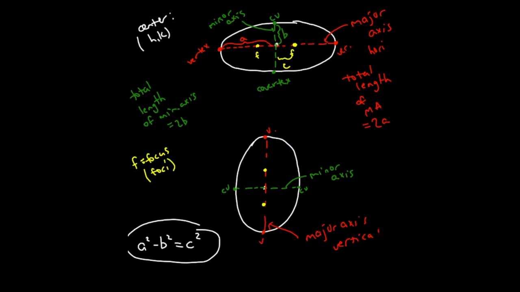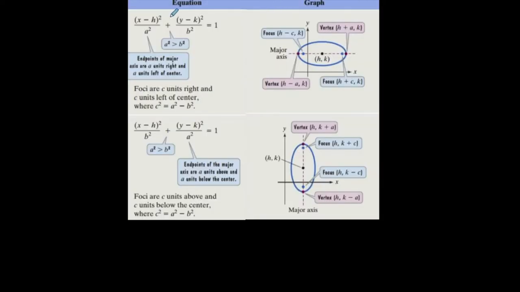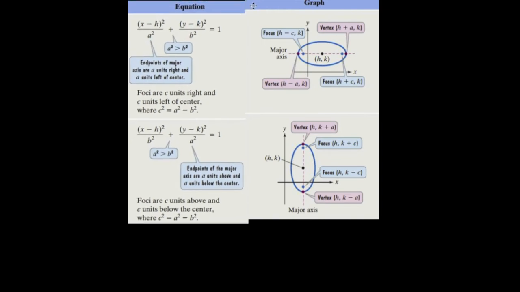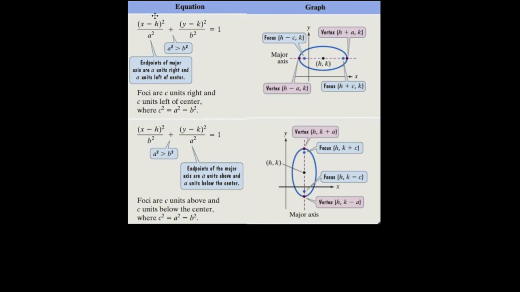Now, hopefully you can see this. These are the equations, the general equations of an ellipse. So they're in their standard form, okay? So you'll see here (x minus h) squared over a squared plus (y minus k) squared over b squared equals 1. HK is the center.